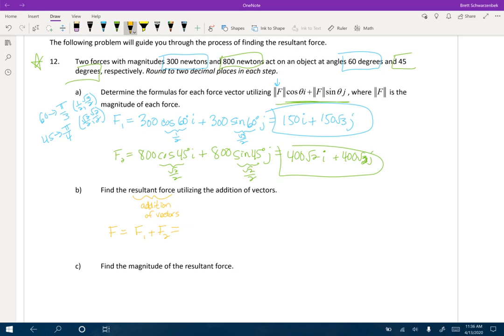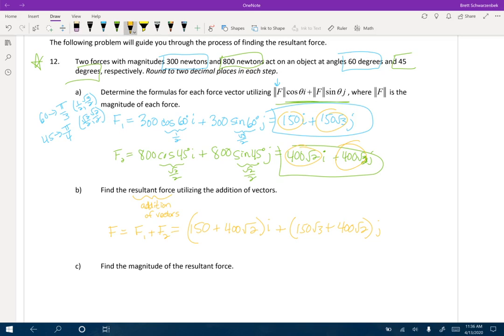You probably heard that. Anyway, F1 plus F2, we have our vector components. So remember, we're doing a1 plus a2, and then b1 plus b2. So what does that look like? It's going to be 150, which is our a1 here, plus our a2, which is here, 400 root 2, times i, plus we have our 150 root 3 for our b1, and then our 400 root 2 for our b2, times j. Okay, I don't even think we need the parentheses on this guy right here, right? No. Okay, so we got that.